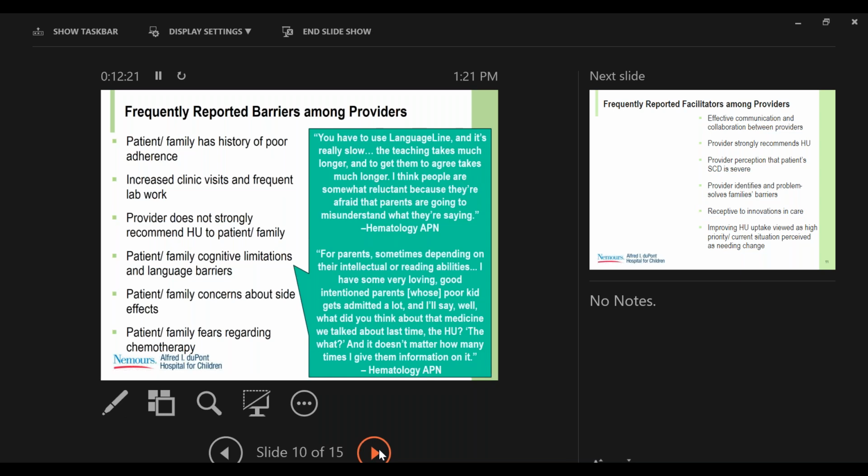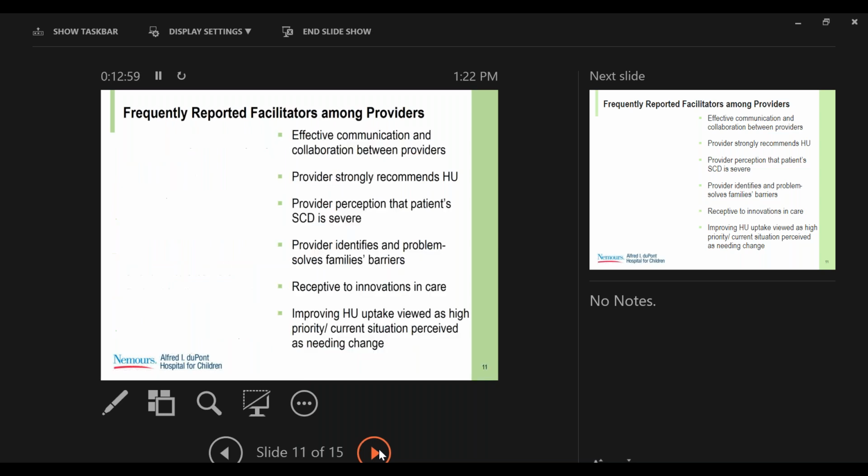So there are difficulties around using language translation resources and how it takes longer to do those education visits, as well as feeling reluctant to start hydroxyurea with a family that doesn't speak English because of worrying about misunderstanding dosing instructions. Even for English-speaking families, intellectual or reading or cognitive challenges might make it difficult for a family to understand hydroxyurea and why this treatment might be beneficial. And then, similar to families, providers talked about side effects and fears around chemotherapy.